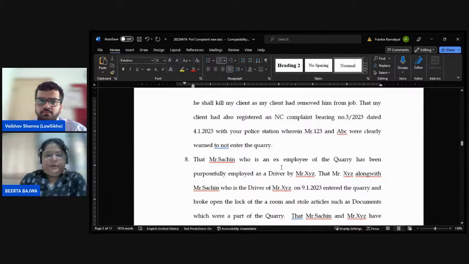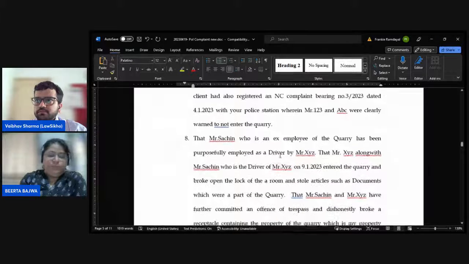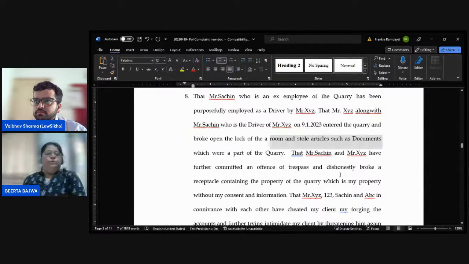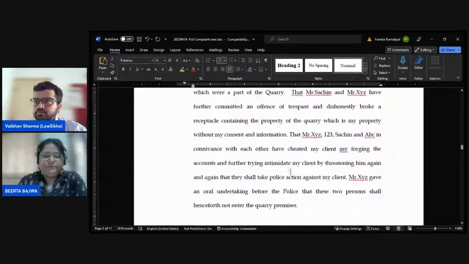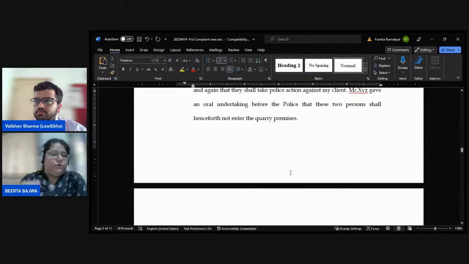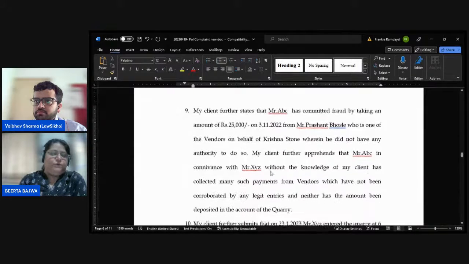Okay, and then there were some articles also stolen from the said place. Some documents were stolen. So we have mentioned that these documents were stolen and these articles have been stolen. Locks were broken open of the rooms where certain documents were kept. Let's go down. Why were they done so? Because they could not be caught, or they could conduct a forgery of certain documents. Then you see that he has committed a fraud by taking an amount of so and so.